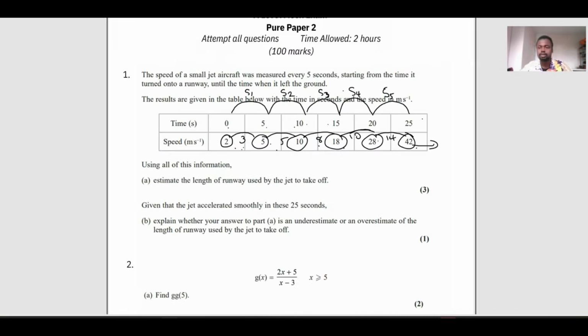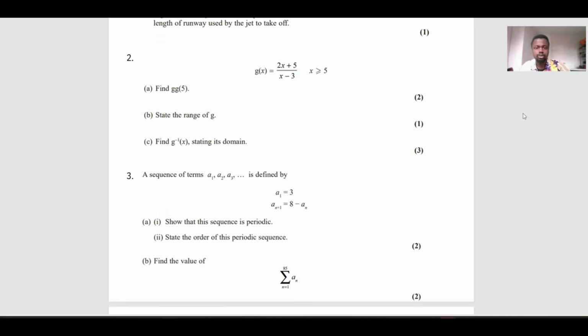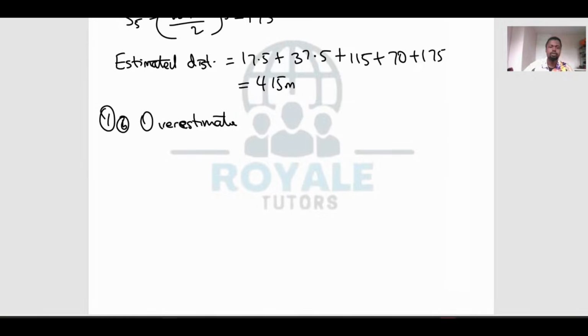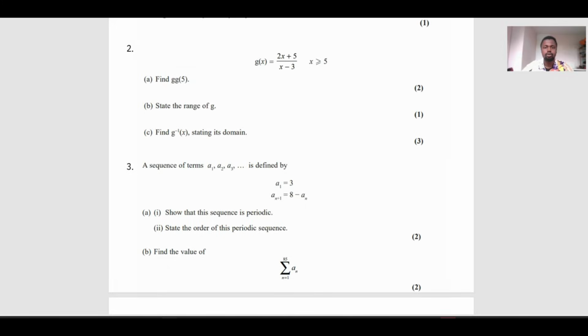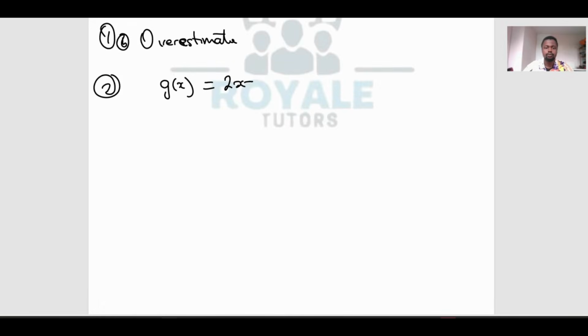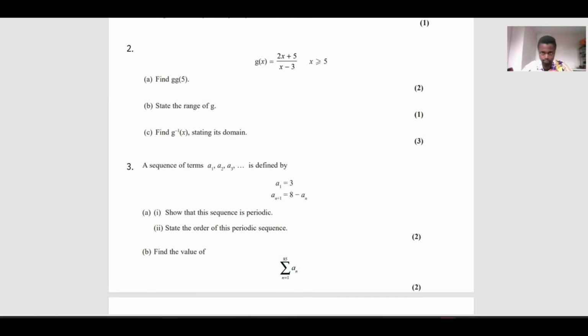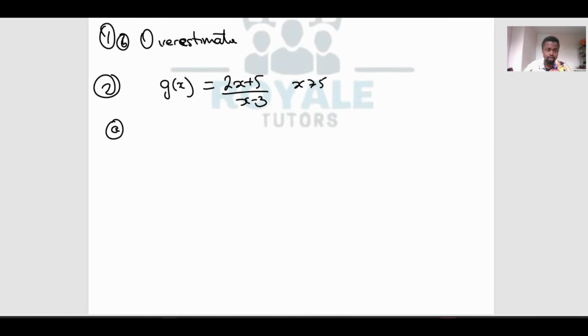All right, so let's see the second question, which is number 2. We have a function g of x, which is equal to (2x plus 5) over (x minus 3), with a condition that x has to be greater than or equal to 5. It says we should find gg of 5. So gg of 5 is saying we have two functions. The first one is put into the second one.